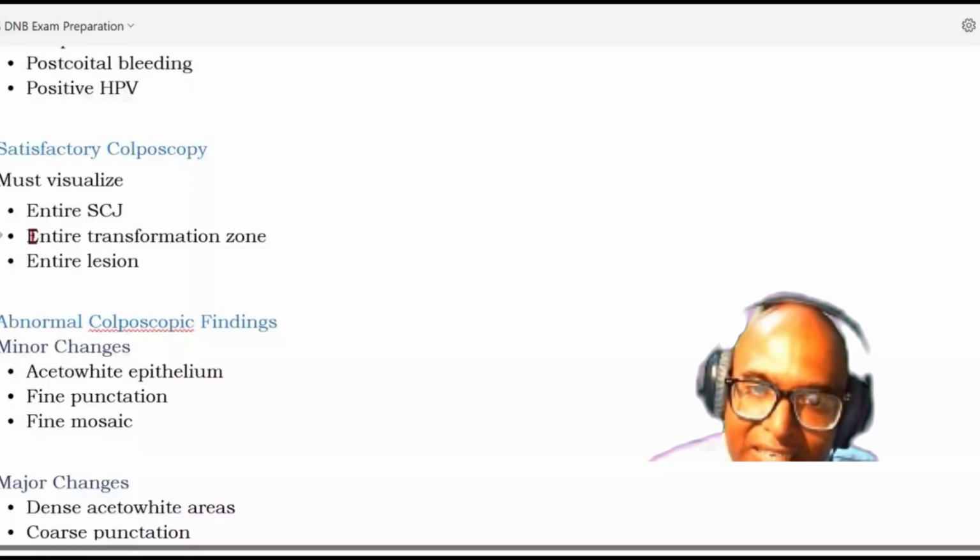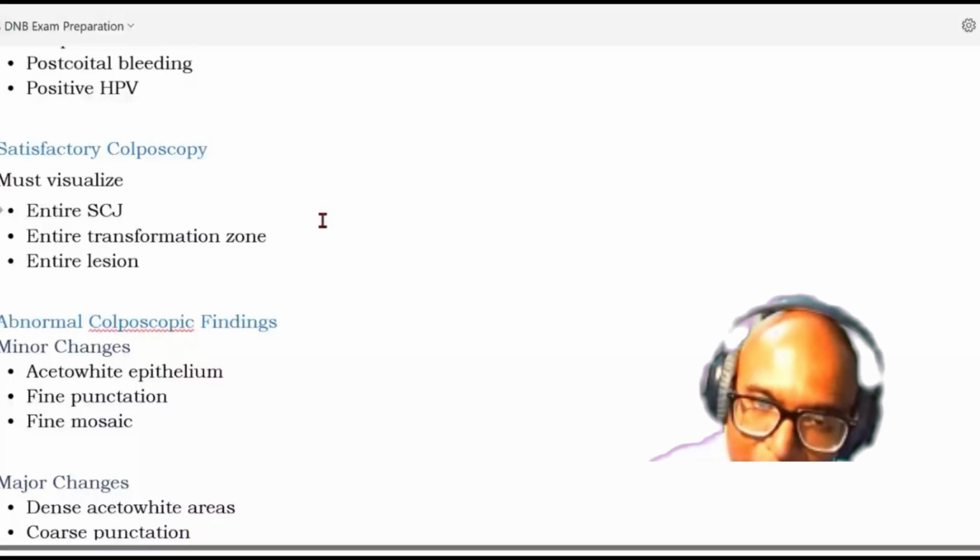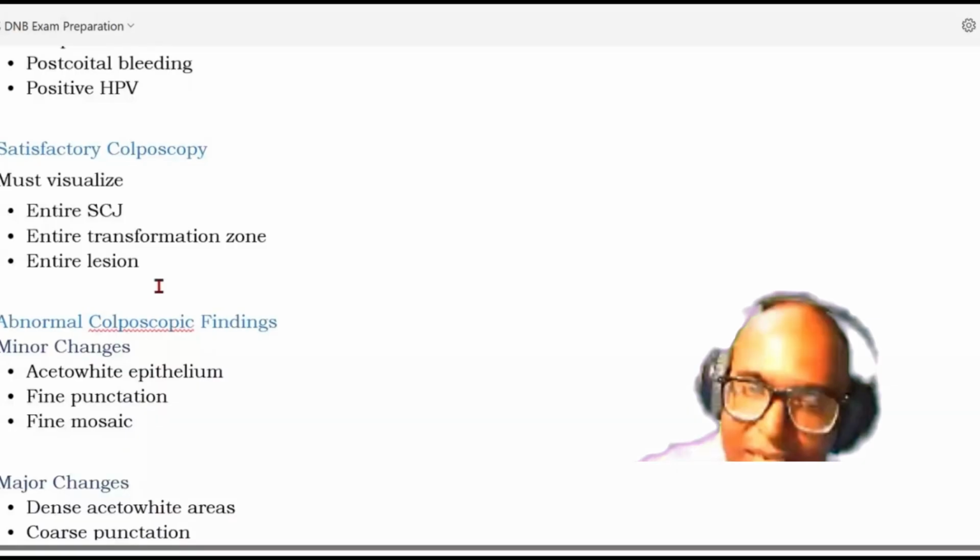Then the entire transformation zone. Now this transformation zone is an area, so it has a length from anterior to posterior, and it will be in 360 degree. So that zone you should be able to see entirely. And if there is any lesion, you should see the lesion completely. Suppose there is a small ulcer, you should be able to see all the edges of the ulcer. Then we say that the colposcopy is satisfactory.